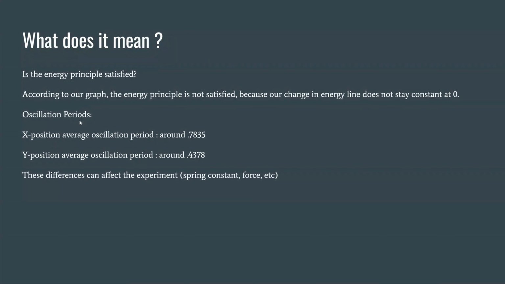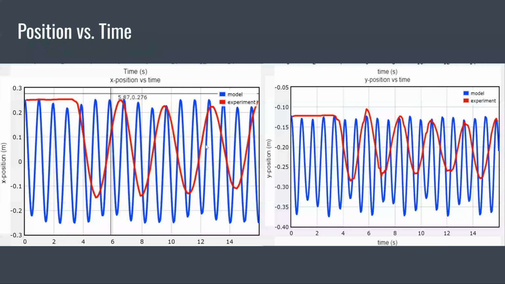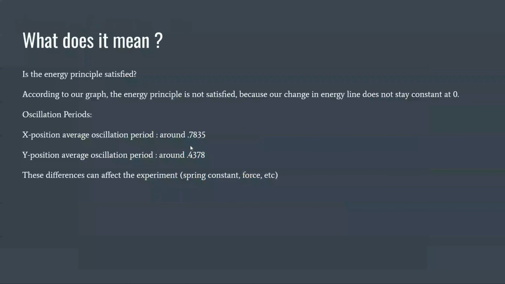As for our oscillation periods, for our x position, average oscillation period was around 0.7835, and for our y was around 0.4378. And so this is not exactly what we want. This difference can go on to cause problems in our experiment, which could be partially why we didn't get the results that we exactly wanted. And this could go on to affect the spring constant, different forces, etc.